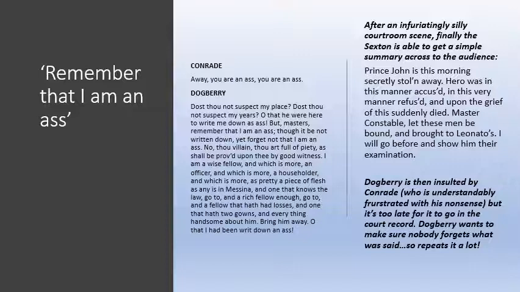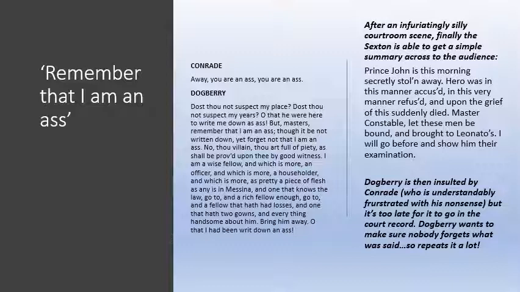After an infuriatingly silly courtroom scene, finally the sexton is able to get a simple summary across to the audience. This is what's going on. Prince John is this morning secretly stolen away. Hero is in this manner accused, in this very manner refused, and upon the grief of this suddenly died. Master Constable, let these men be bound and brought to Leonato's. I will go before and show them their examination.